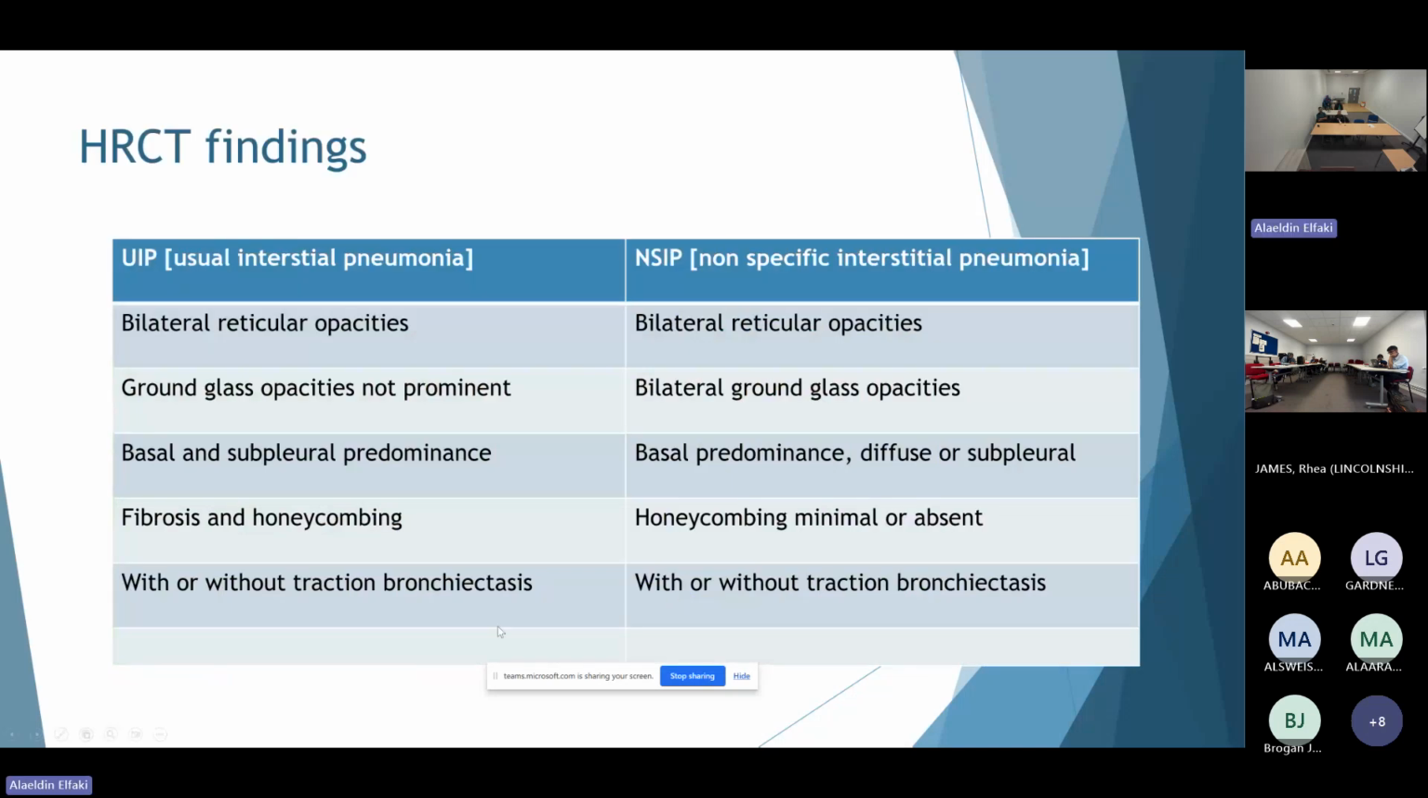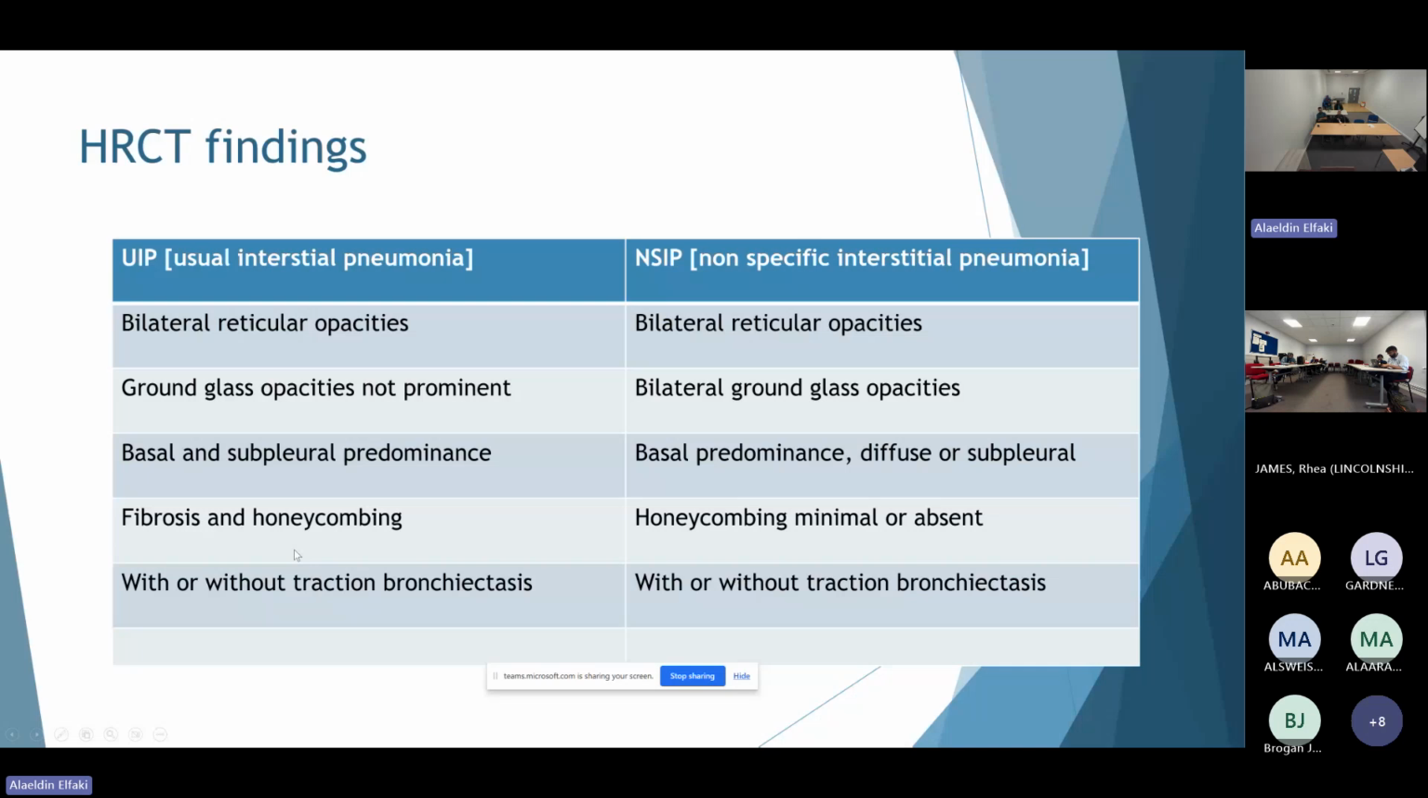So in the UIP pattern, as we said, we will see just a bilateral reticular infiltrate or opacifications. Ground glass change is not a feature of UIP. So if you see ground glass in a CT scan, it's unlikely to be a UIP pattern unless there is an exacerbation. So it will be a basal and subpleural predominant fibrosis and presence of honeycombing as well, with or without traction bronchiectasis.